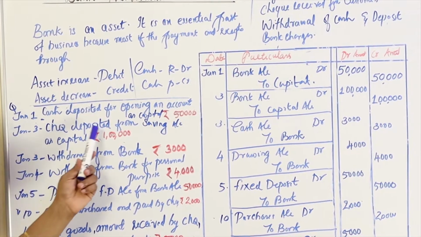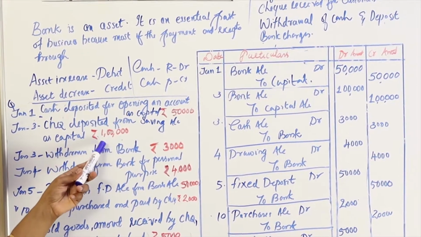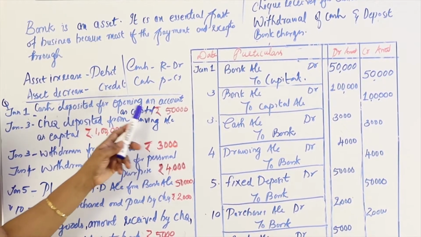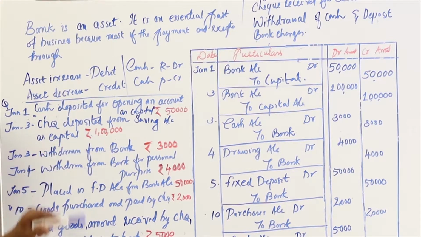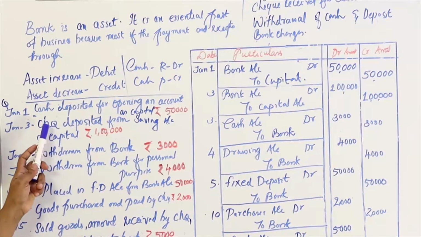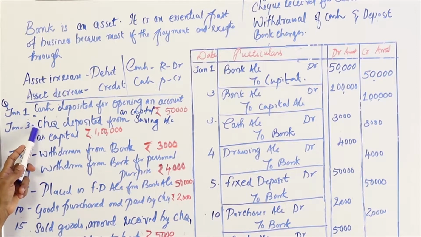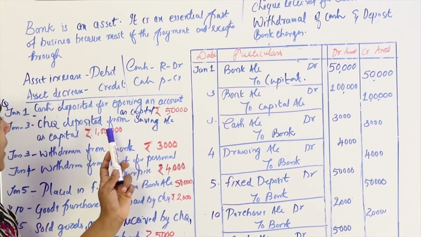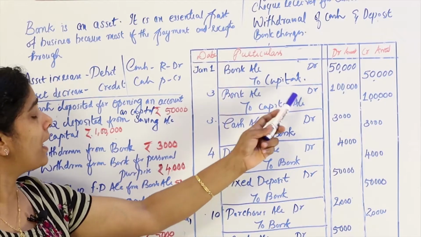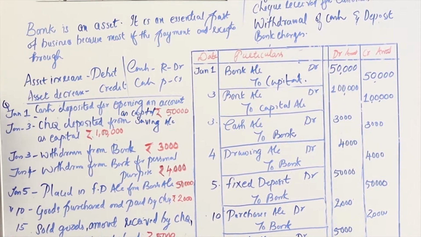Then check deposited from savings account as capital. So he brought an additional capital of 1 lakh, that is a check from his savings account. So again bank is increasing. So bank account debit to capital. This is also deposited as his capital. So bank account to capital, 1 lakh.